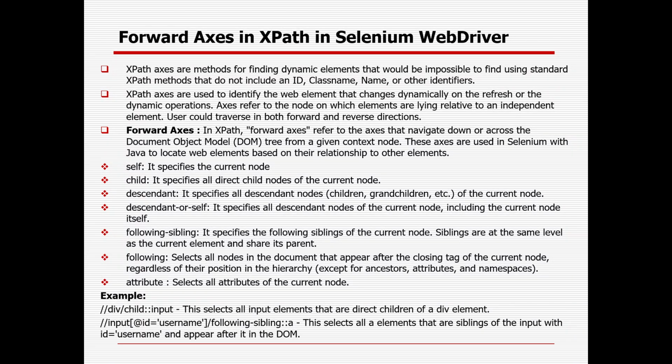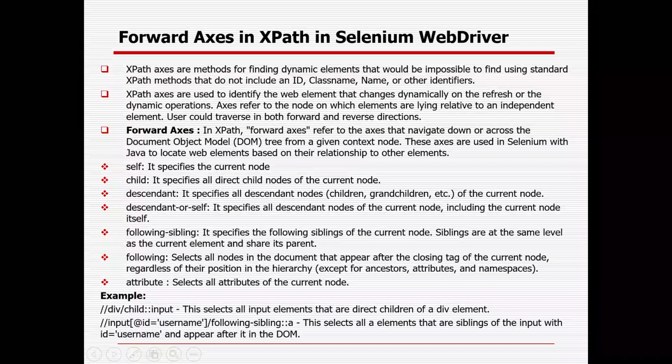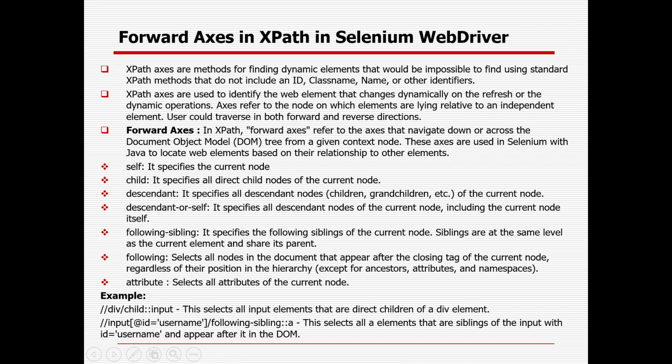So what are the examples? I've tried to give a couple of examples here. In case you are identifying an element with the help of some tag, say the div tag, and after that you want to select a child, you can give the child axis. You can give child, colon, and then the tag name. Here we have given the example //div/child::input. This selects all input elements that are direct children of a div element.